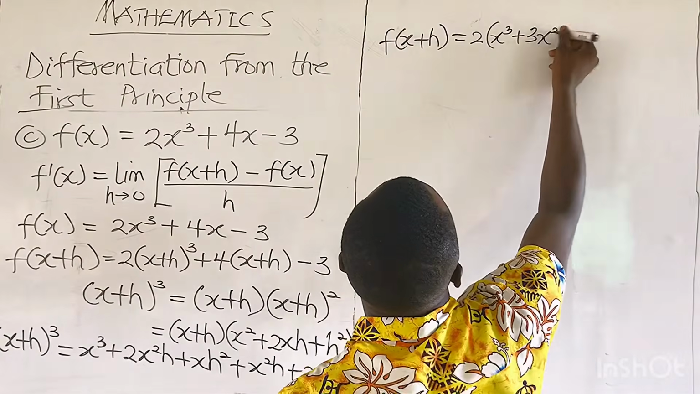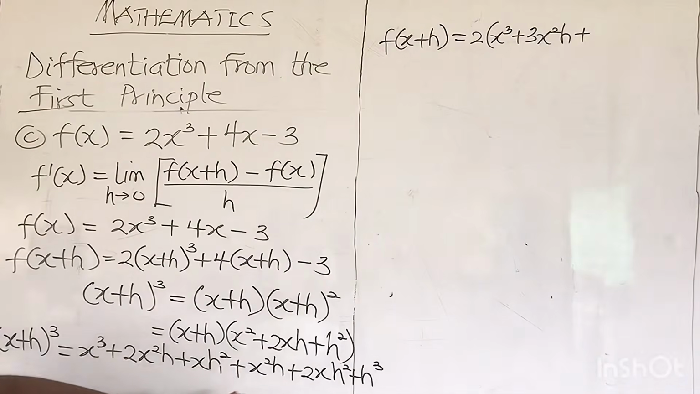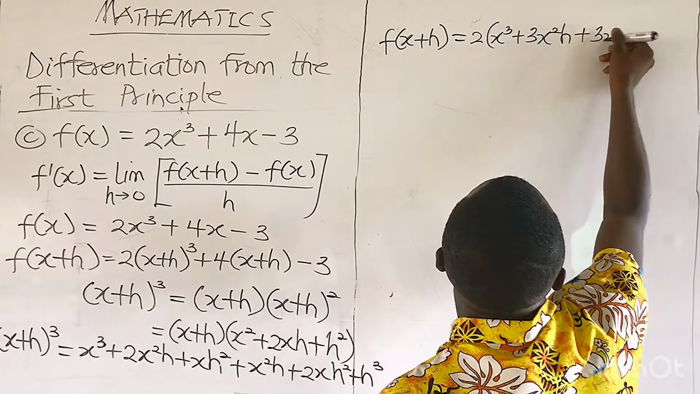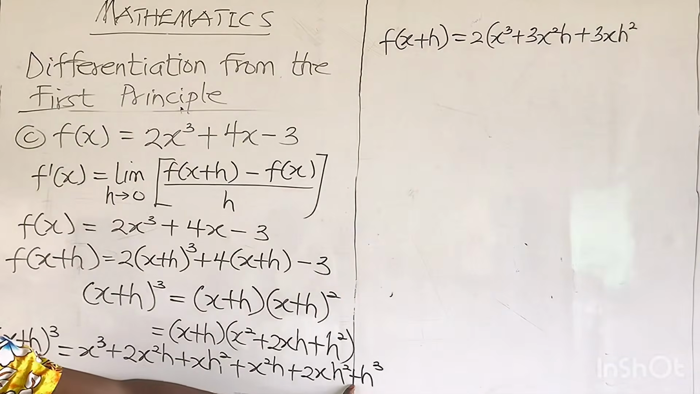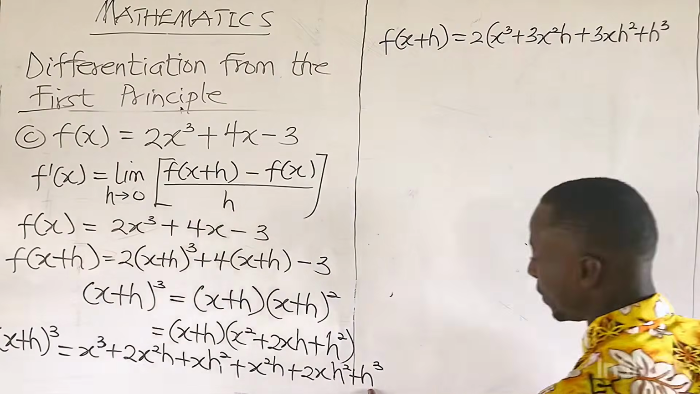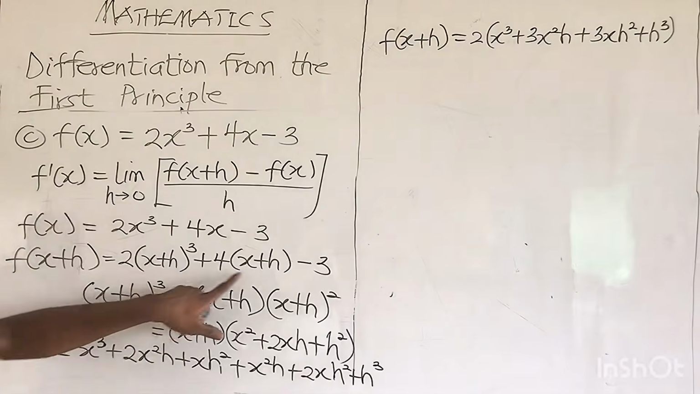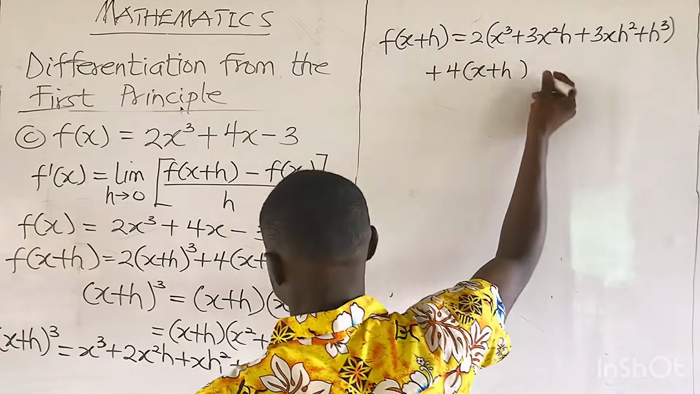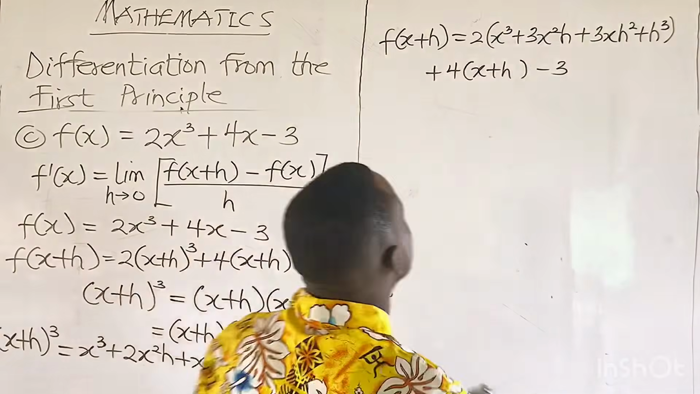So 3x squared h plus, I have xh squared, another 2xh squared. When I put it together, I have 3xh squared. Then the last term is h cubed. Then you close the bracket. Then I have 4 multiplying, so plus 4 multiplying (x plus h). Then minus 3. When I get here, I will still expand this.